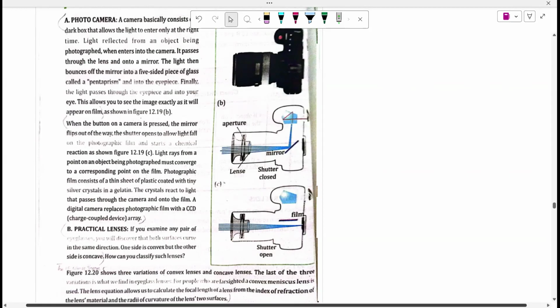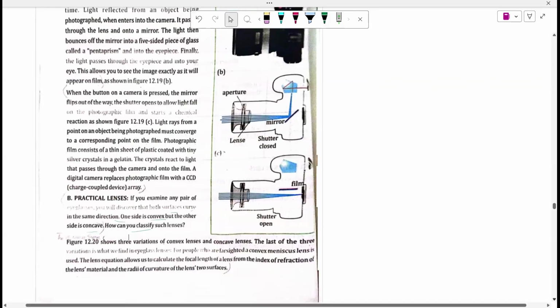Negatives होते थे, हम उनको फिर डेवलप करवाते थे. ये उन lenses के बारे में बात हो रही है कि उसके अंदर. और प्रैक्टिकल लेंस के अंदर if you examine any pair of eyeglasses you will discover both surfaces curved in the same direction. One side is convex but the other side is concave. But how can you classify such lenses?